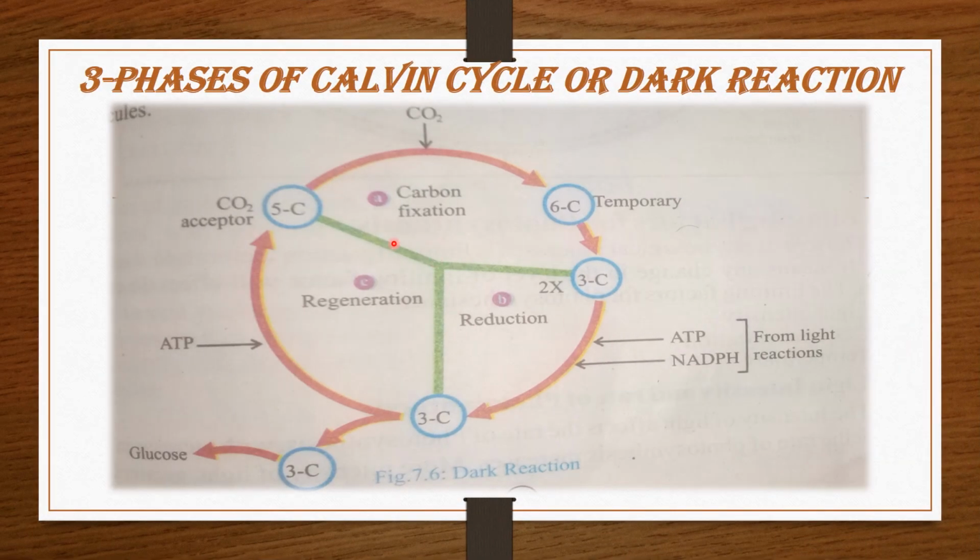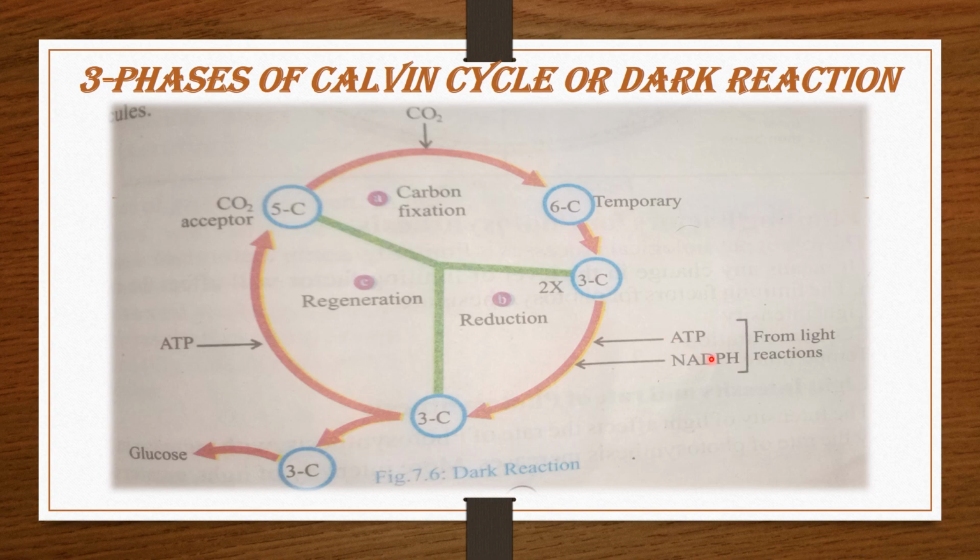There are three phases of the Calvin cycle, or dark reaction. What are they? The first one is carbon fixation. Carbon dioxide comes here and fixes with a five carbon compound to make a temporary six carbon compound. Then this six carbon compound is separated into two three carbon compounds.